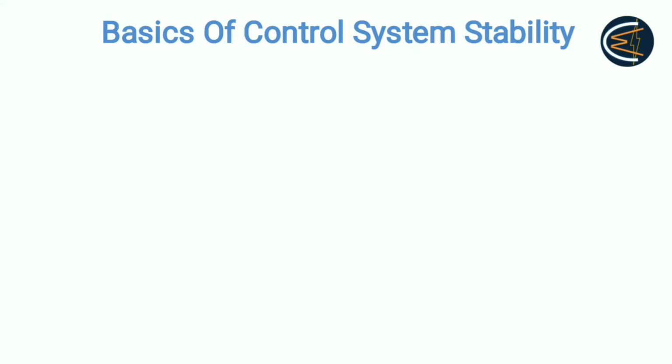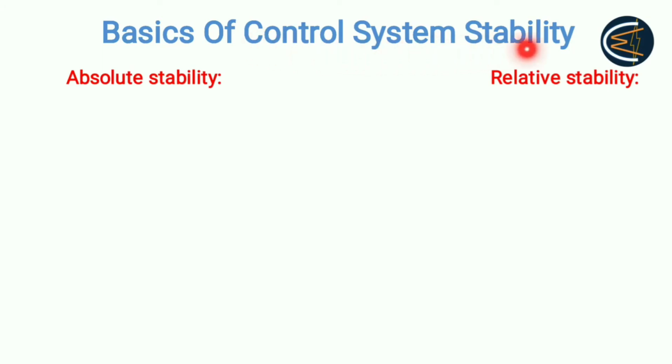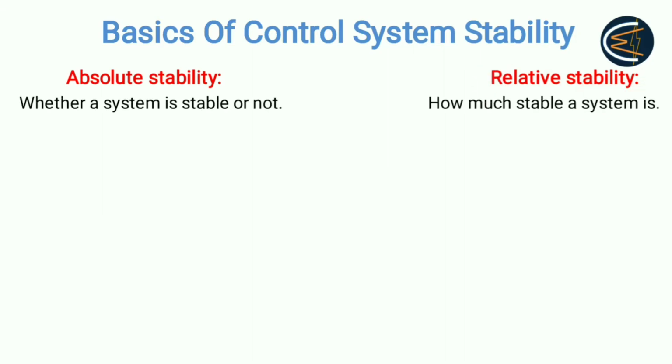So in this video lecture, I will be talking about basics of control system stability. So let's start. As we all know, control system stability can be broadly classified as absolute stability and relative stability. So what is absolute stability? It decides whether a system is stable or not. A system can be either stable or unstable, or it may be marginally stable. So that is what is decided by absolute stability.